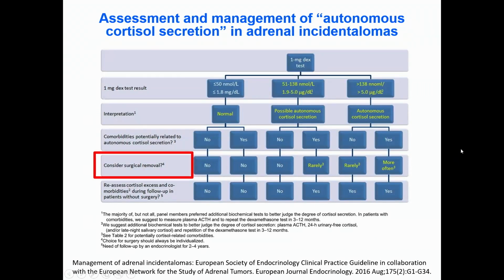And I think this slide helps distinguish the different categories. So on this top line is the 1 milligram dexamethasone suppression study. And then this breaks it out into the 3 groups of people. They suppress to less than 1.8, they are between 1.9 to 5.0, or greater than 5. So the 1.9 to 5.0 group is defined as possible autonomous secretion, and the greater than 5 is autonomous cortisol secretion. And when should you consider surgical removal, highlighted in this red box here?